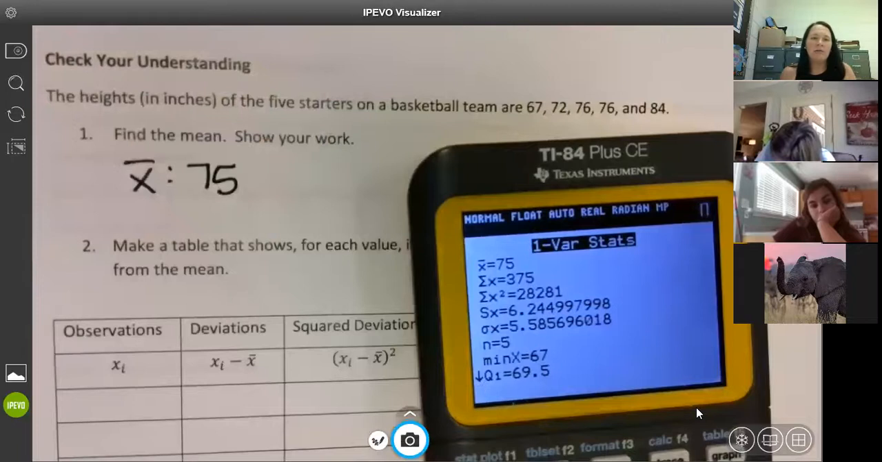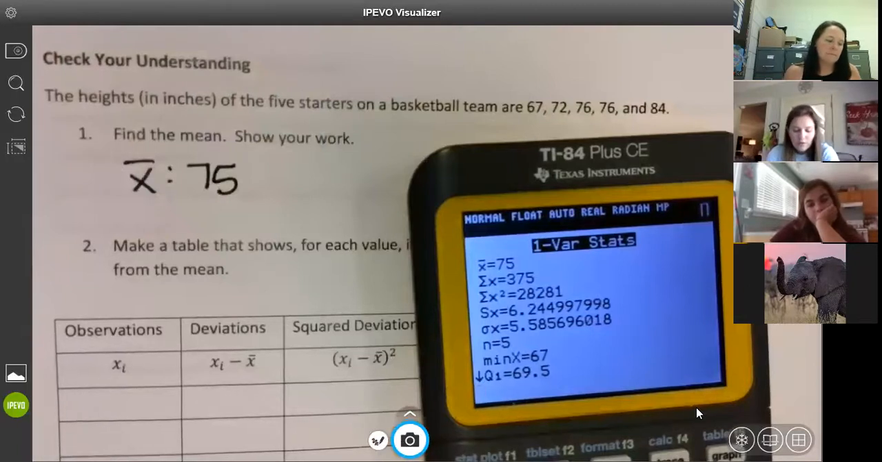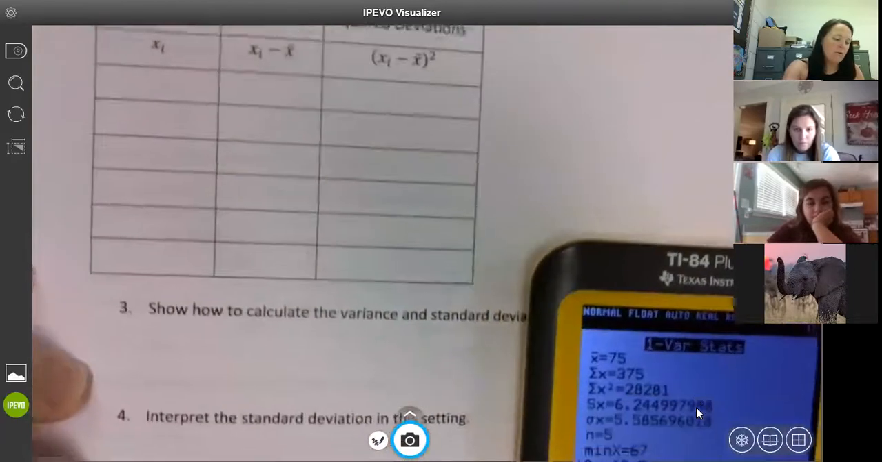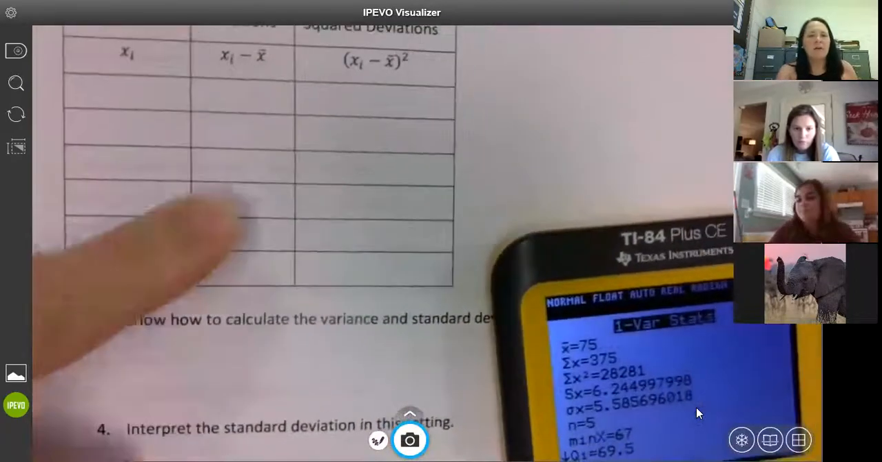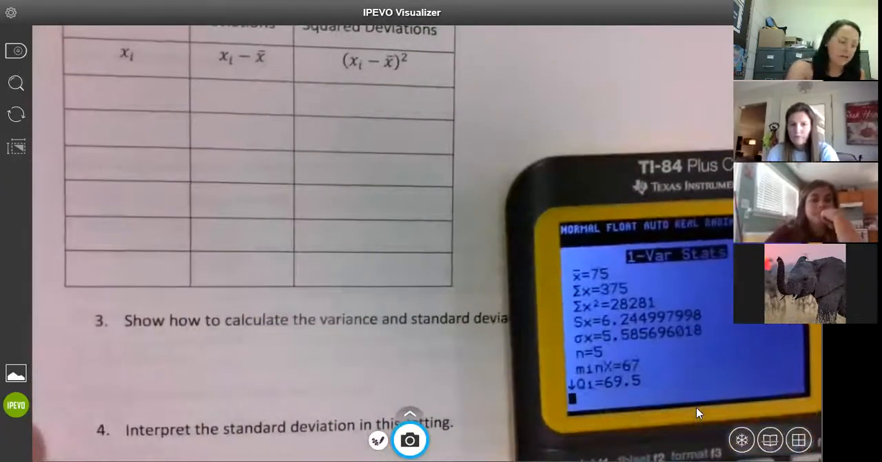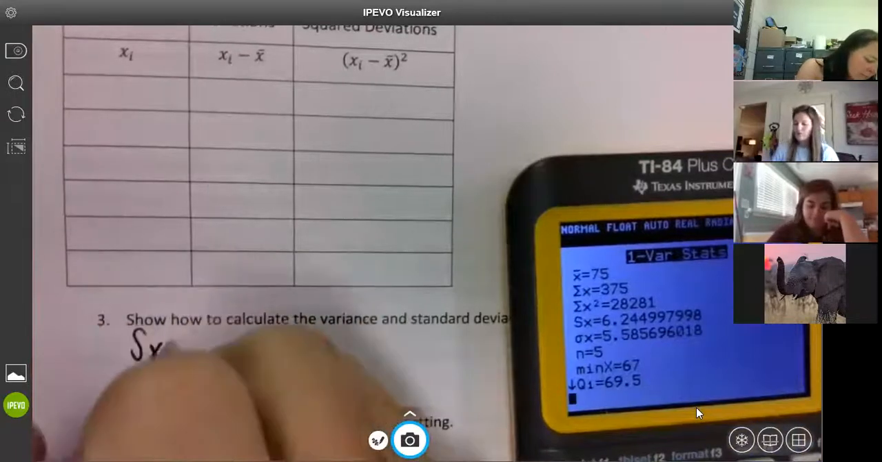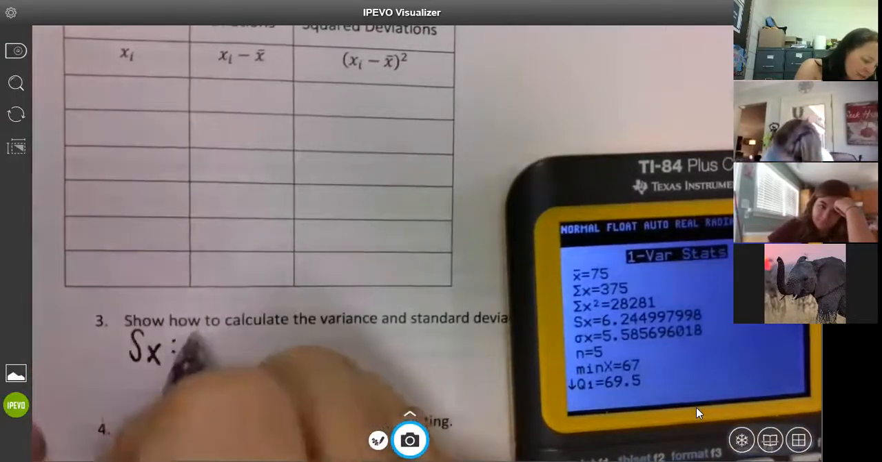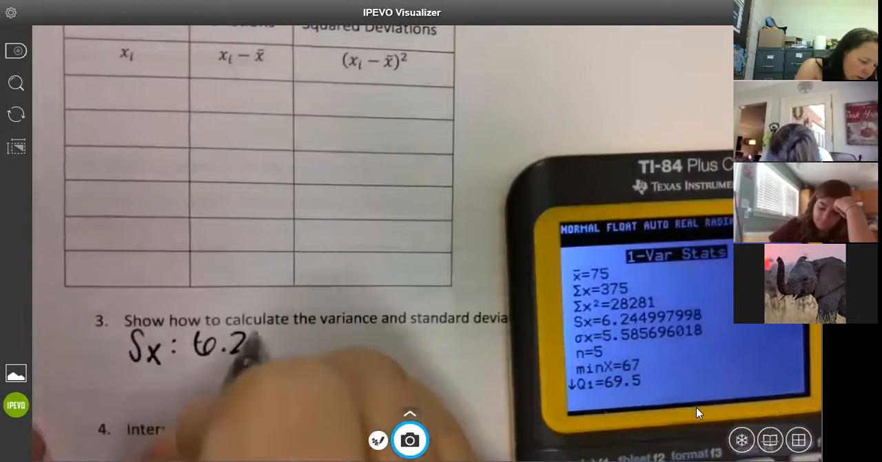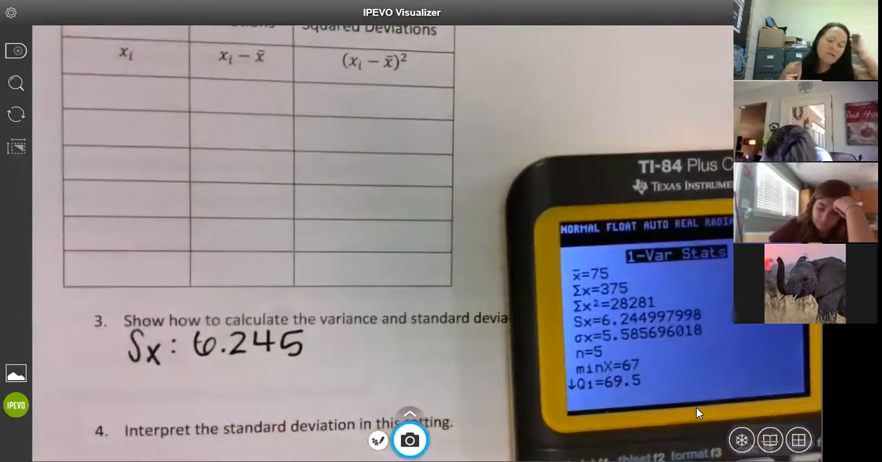I am not going to make you go through all this chart. You tell me which one is the standard deviation. That's 6.244. So right here, it says show how to calculate it. Y'all, I'm not making you do all this. We're just going to do the standard deviation. And you said it's 6.24. And I'm going to go 3 decimal places, so 6.245.